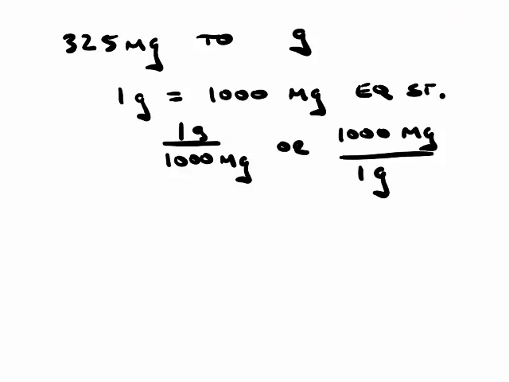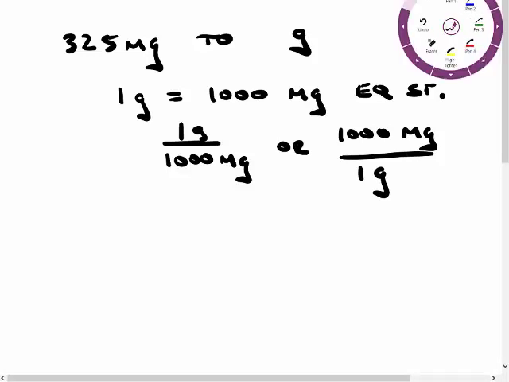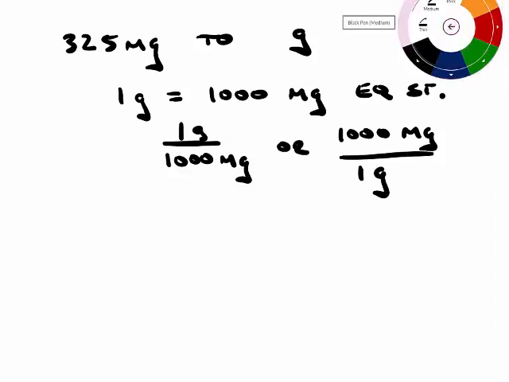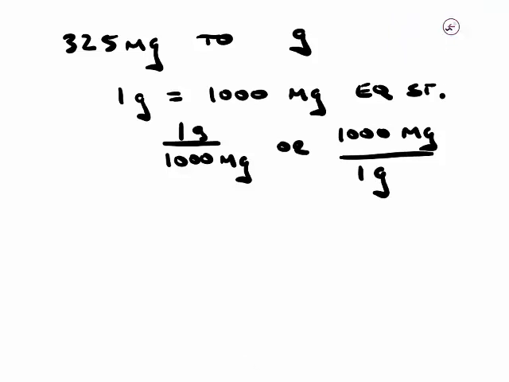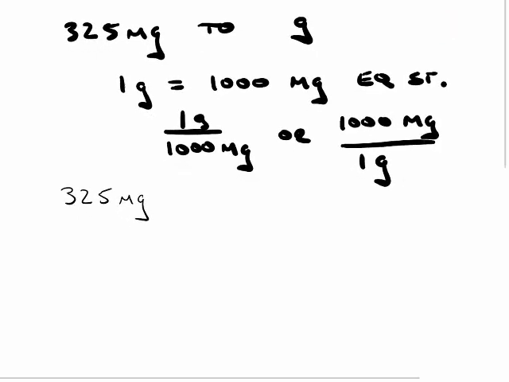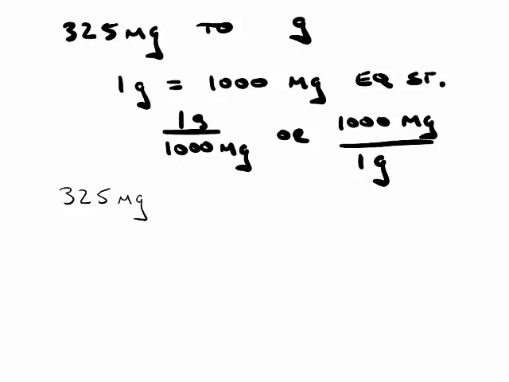I want to introduce you to something called dimensional analysis. Dimensional analysis is a way to utilize conversion factors to cancel out the units you don't want and to keep the units you do want. Using dimensional analysis, you'll multiply the starting point, in this case, which is 325 milligrams, by one of these conversion factors that we have. You want the units that you want to convert to be in the numerator, and the units you want to cancel to be in the denominator. So I'm going to use 1 gram over 1,000 milligrams.